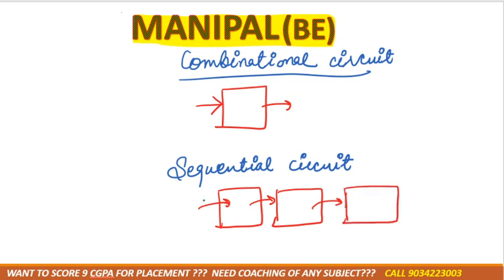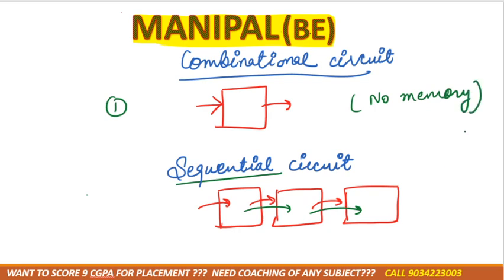As its name suggests, sequential means sequence, that it's in a sequence way, right? So from here to here, here to here, it will come in a sequence. This is the first difference. The second difference is that in the combinational circuit we have no memory, but in the sequential circuit we'll have memory which will store the element.